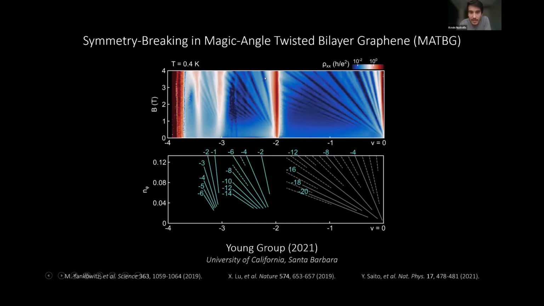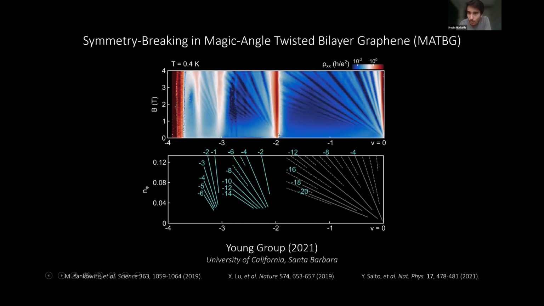And then emanating from this nu equals minus 2 insulator, we find a series of Landau levels with reduced degeneracy. So minus 2, minus 4, minus 6, these are the Chern numbers of those Landau levels, telling us that the Fermi surface from which they emanate is symmetry broken and likely extends all the way back to zero field, where this is interpreted as a broken symmetry insulator.